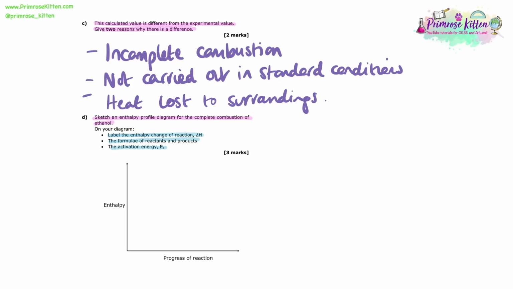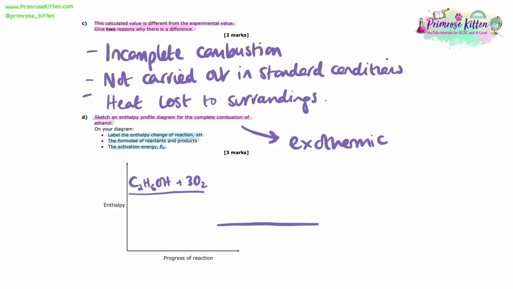Here we're asked to label the enthalpy change of reaction, give the formula of the reactants and the products, and the activation energy. Now what we need to know here is that in a combustion reaction, we have an exothermic process. Now, when we have an exothermic process, we're going to place the reactants higher than the products. So the reactants in this case we know are C2H5OH plus 3O2, and we know that the products are 2CO2 plus 3H2O, and the reactants are above the products.